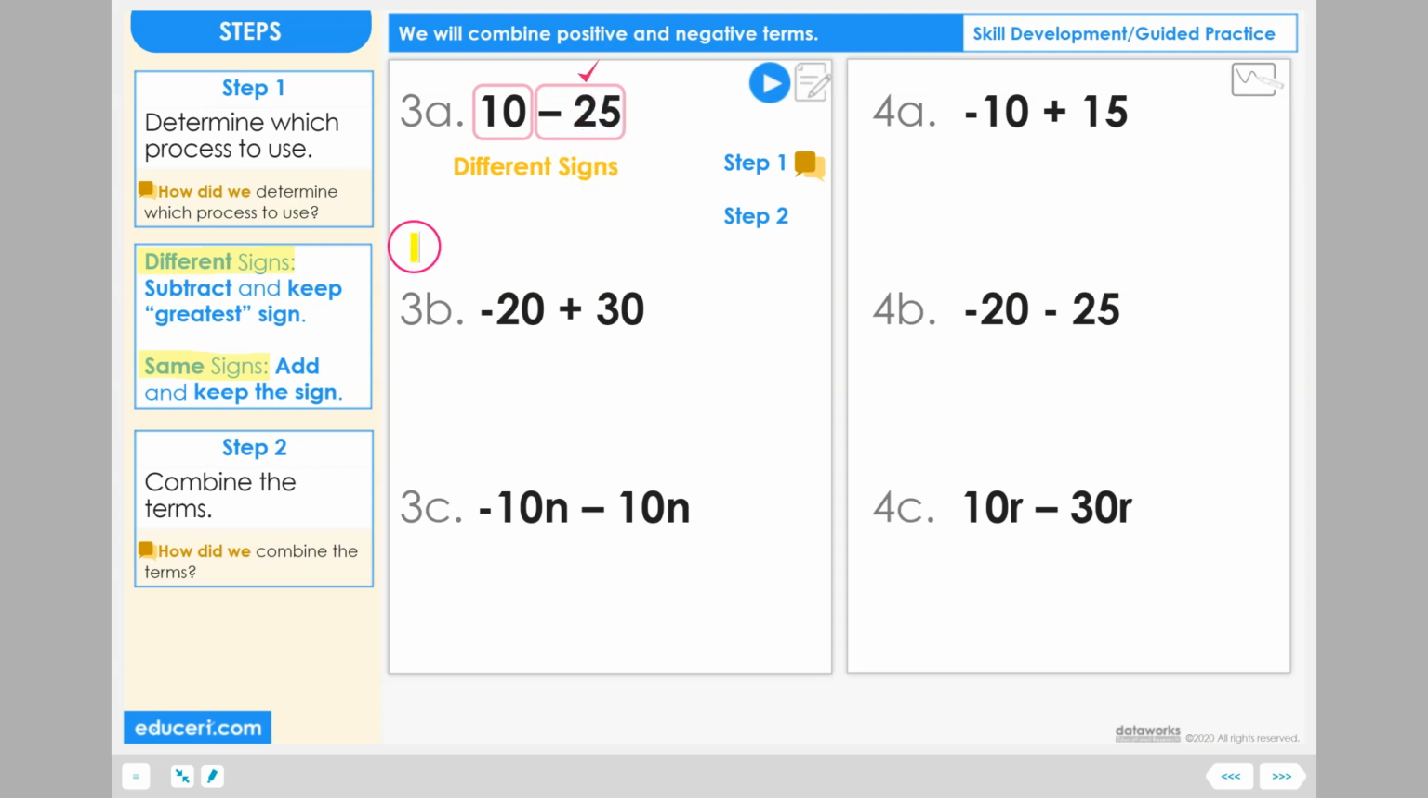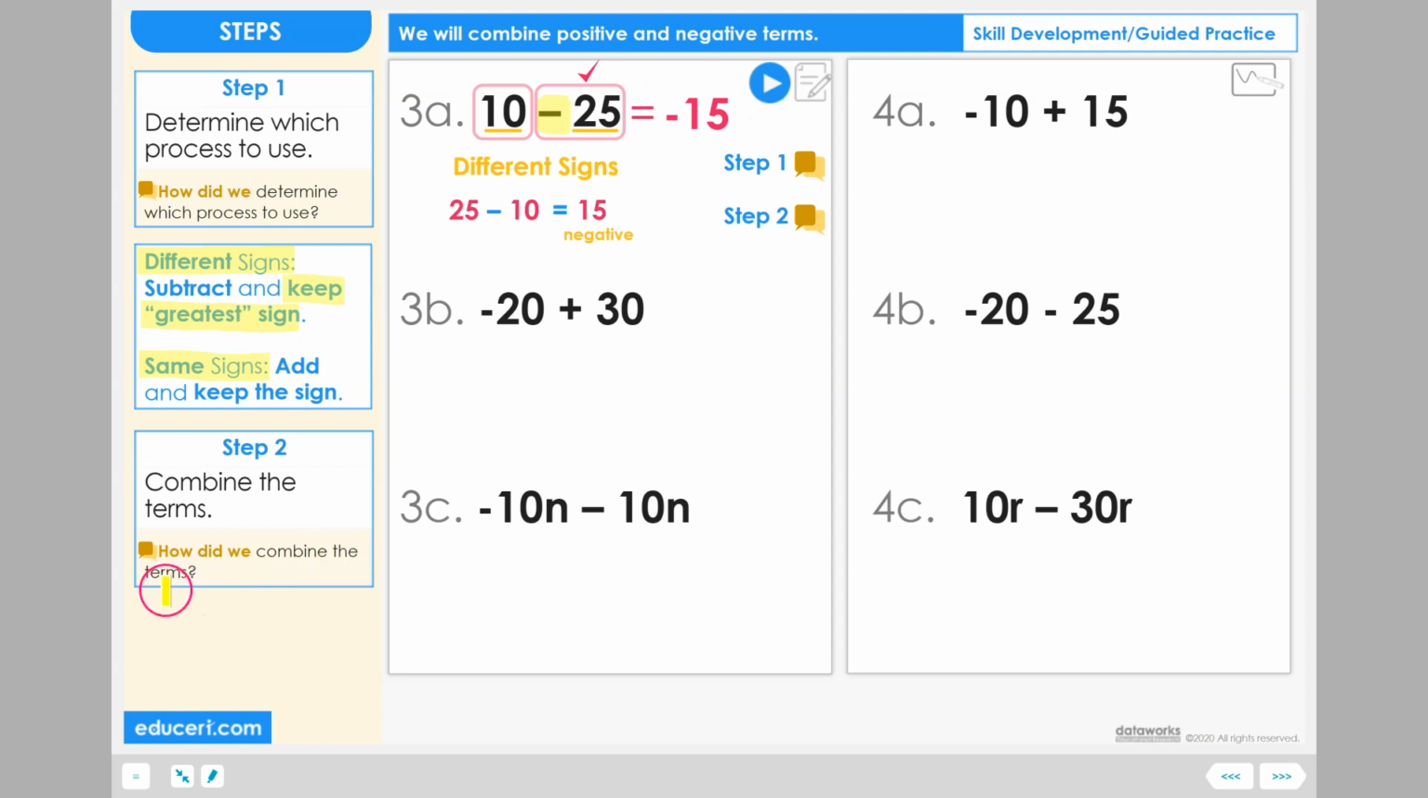25 is a bigger number. So I know that if I'm going to keep the greatest sign, my final answer is going to be a negative number. Now I just need to subtract 25 minus 10 to figure out what number that will be after the negative sign. 25 minus 10 equals 15, and it's a keep the sign of the greater, so that's going to be a negative, and our final value after combining a positive 10 and a negative 25 is negative 15.